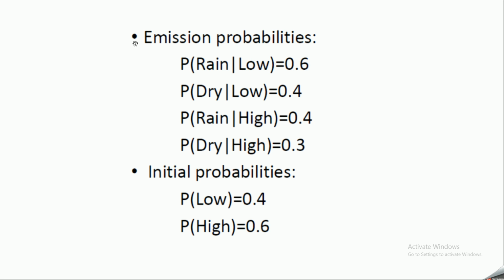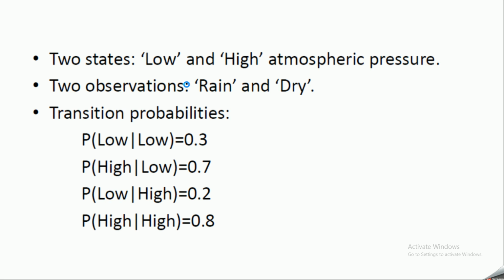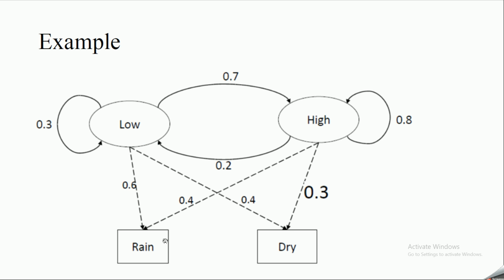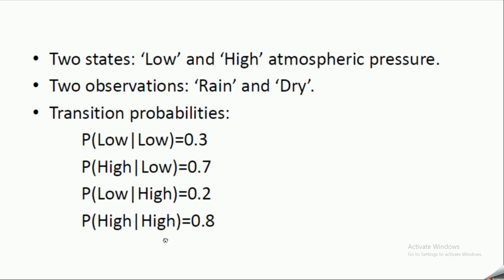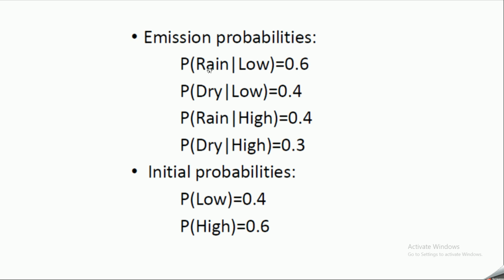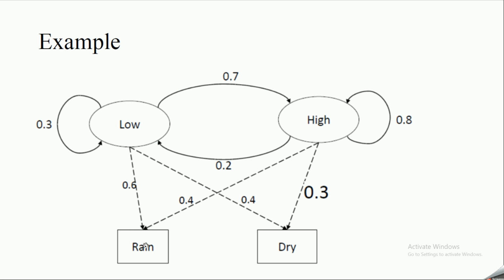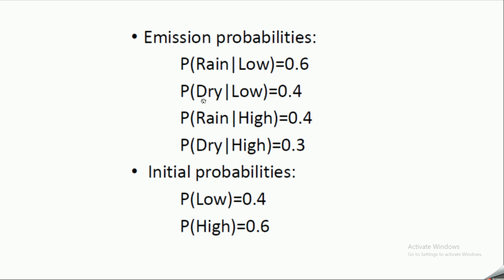The next are the emission probabilities, which connect the states with the observations. Probability of rain given that it is low is 0.6. Similarly, dry with respect to low is 0.4. Rain with respect to high is 0.4. Dry with respect to high is 0.3. Moreover, the initial probabilities for low and high are 0.4 and 0.6 respectively.